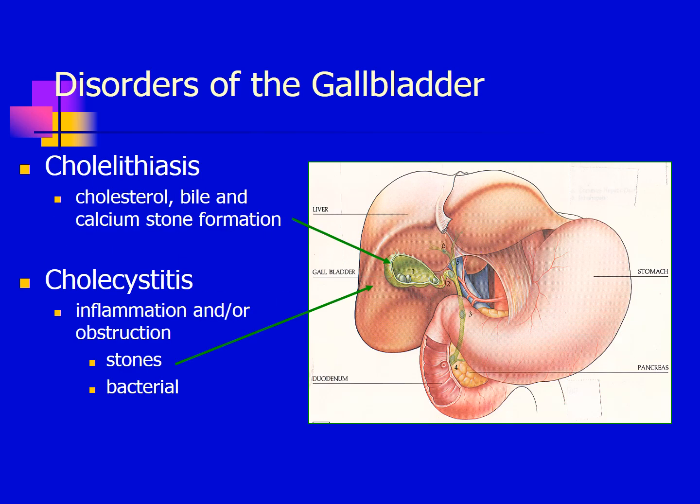Next slide. So what are the disorders of the gallbladder? There's cholelithiasis, which is usually due to cholesterol, bile, and calcium stone formation, and cholecystitis, which is an inflammation or obstruction of the gallbladder, usually due to stone or bacteria.